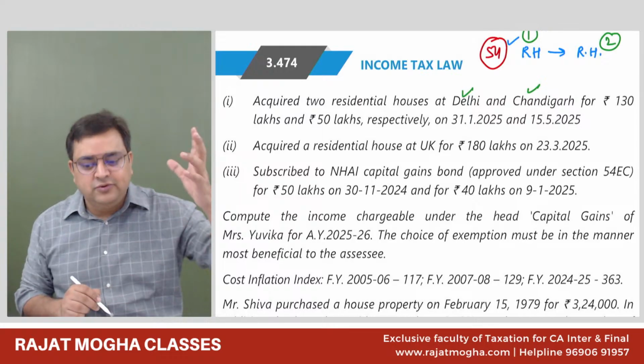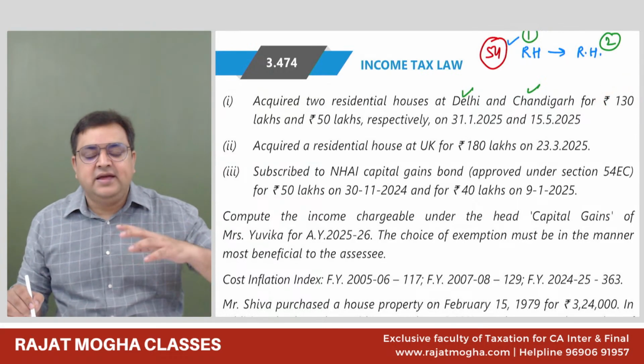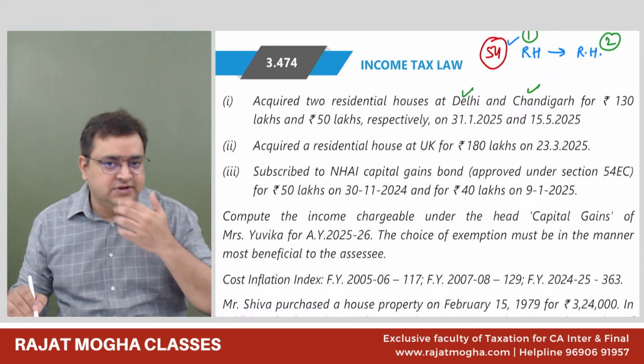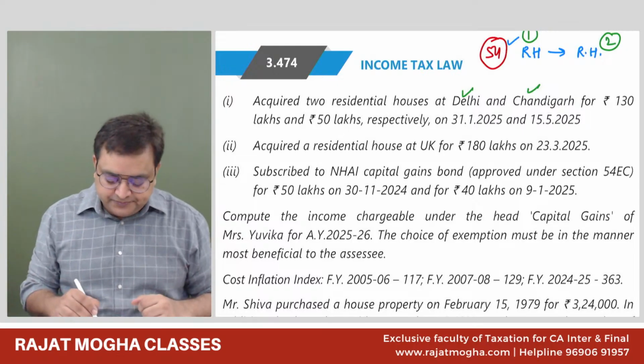But if it is more than 2 crore, we will take only the Delhi house. Why? Because here he or she can take more exemption, so it will benefit that assessee more.